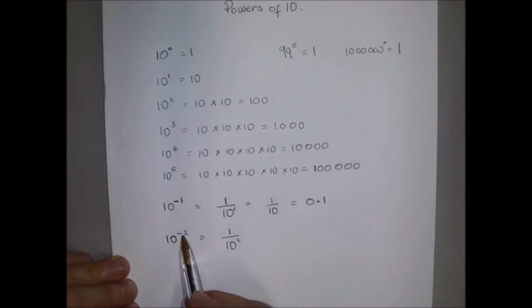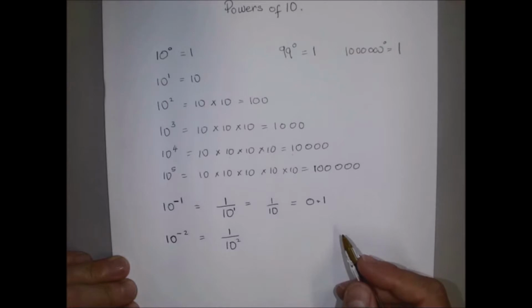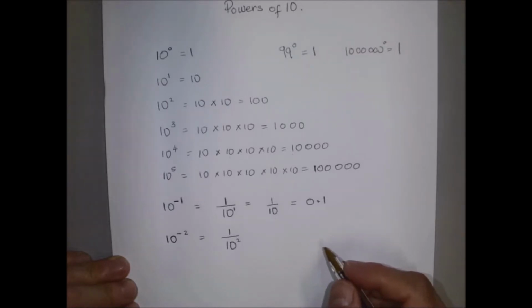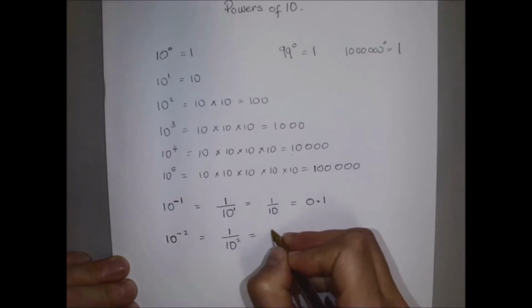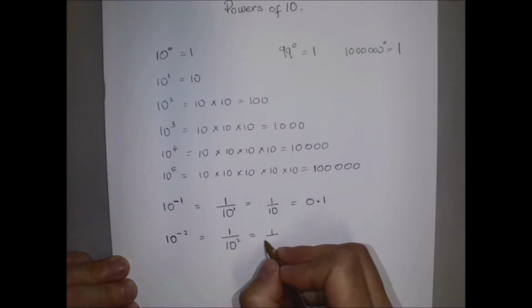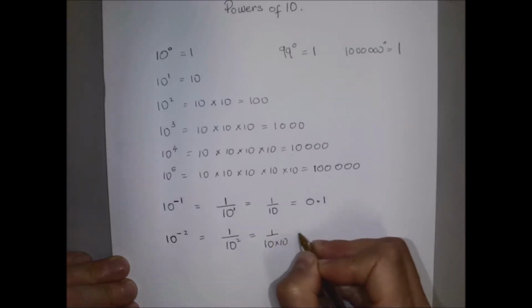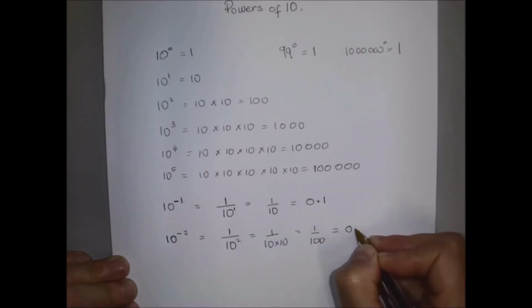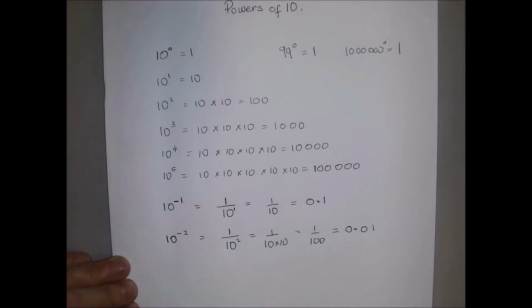So the minus is 1 over. It doesn't give you a negative answer or a negative value. It's just going to give you a value that's less than 1. So 1 over 10 squared is 1 over 10 by 10, which we know is 1 over 100. In decimals, it's 0.01.